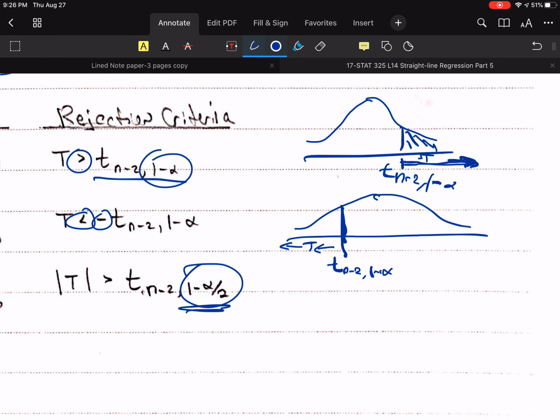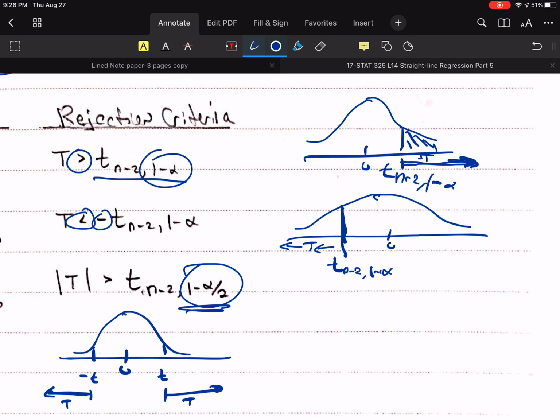And then for the two-sided test, if you recall, we'll have negative t and we'll have positive t. And so if t, capital T, our test statistic is over here, or if it's over here, then it's too far away from the mean and we reject the null. Okay.